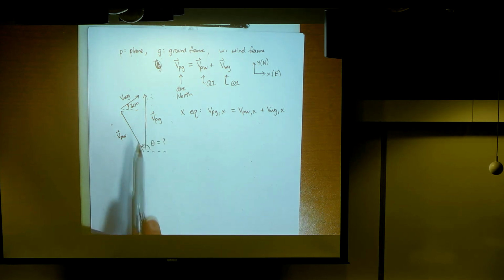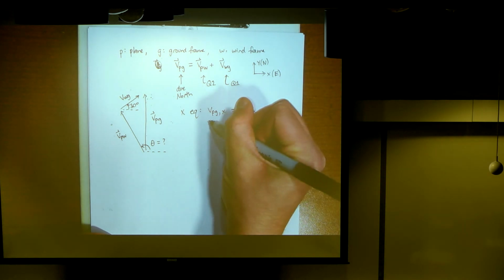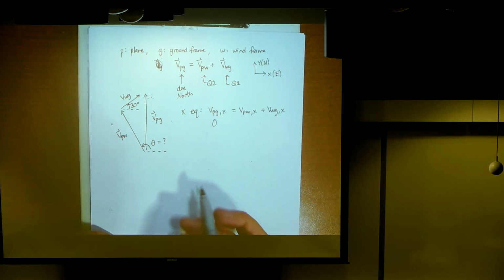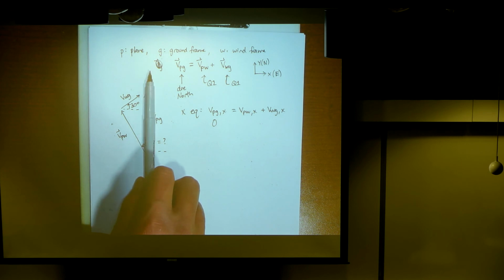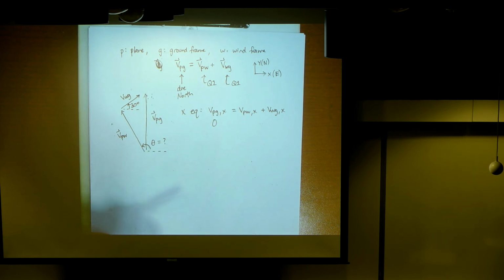So this is the vector that's pointing straight north. We don't know this. We know it's 0, right? Because if we're pointing due north, this vector has no x component, okay?